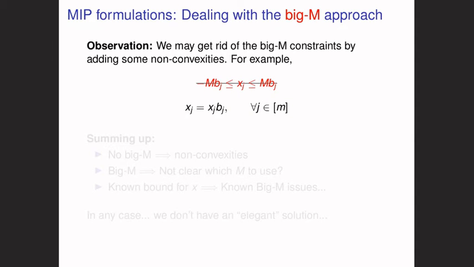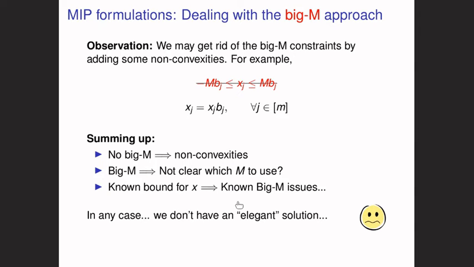Of course, we can get rid of the big M constraints by doing something like this, for instance. This constraint will force x to be zero whenever b is zero, and then x would be free to be anything whenever b is one. So this would be a nice approach to eliminate this big M constraint. But the problem is that this is a really ugly constraint to use in this kind of formulation, because it's a really non-convex constraint, which is not easy to deal with in practice with this kind of non-linearities.